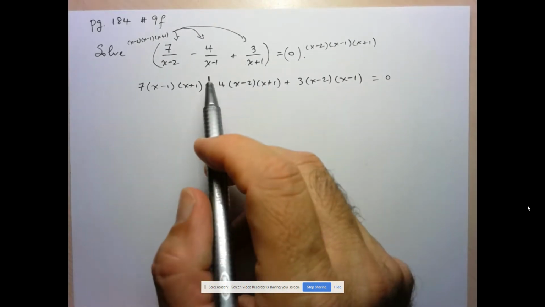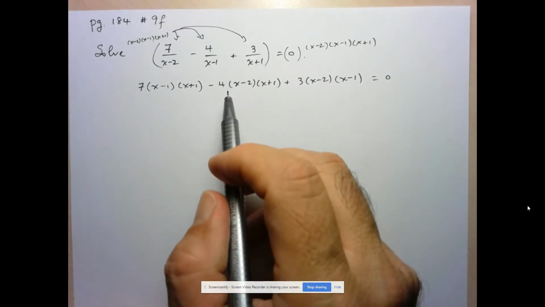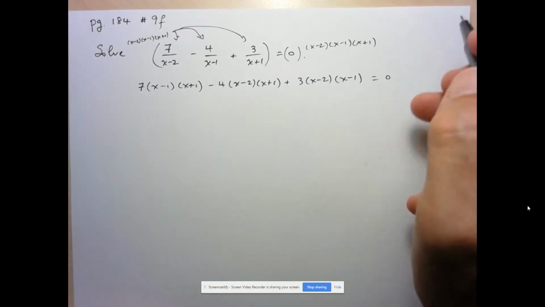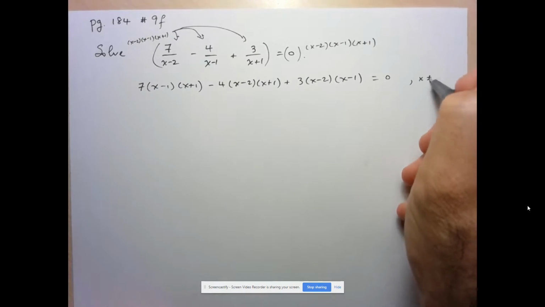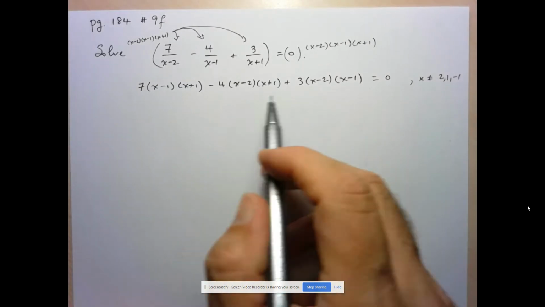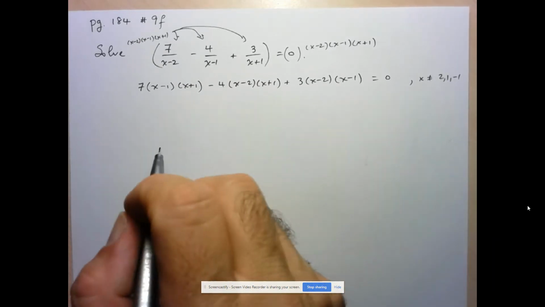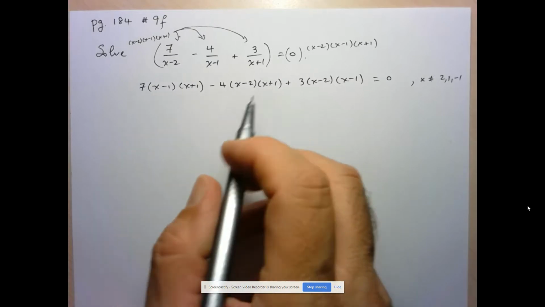So now I've managed to turn this rational equation into solving a polynomial equation. I just have to keep in mind that x can't be equal to 2, 1, or negative 1, so in case these show up as solutions, I would need to eliminate them. Let's now solve this. First thing I have to do is multiply everything out.